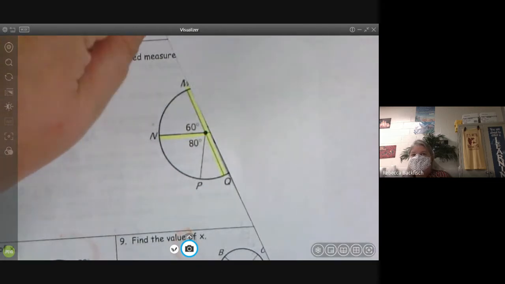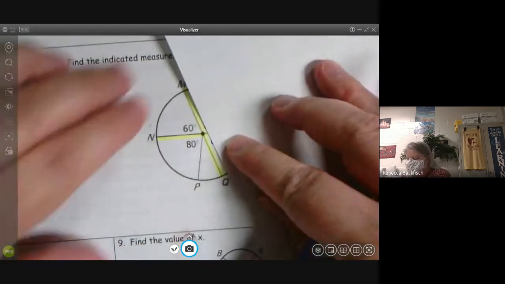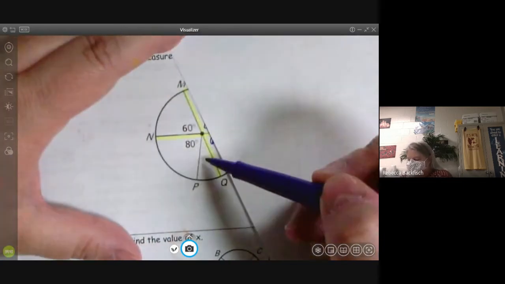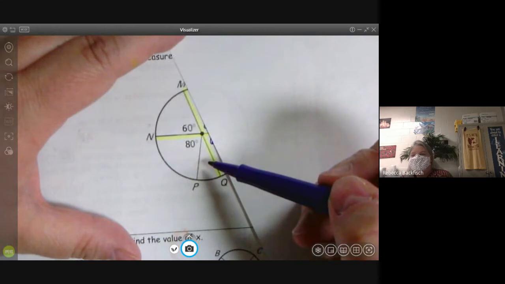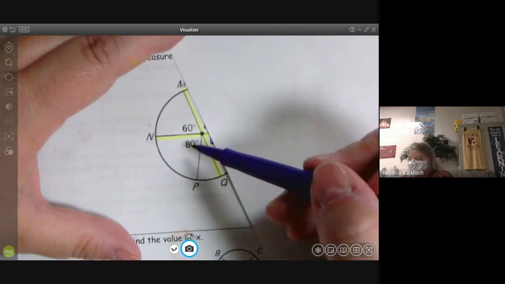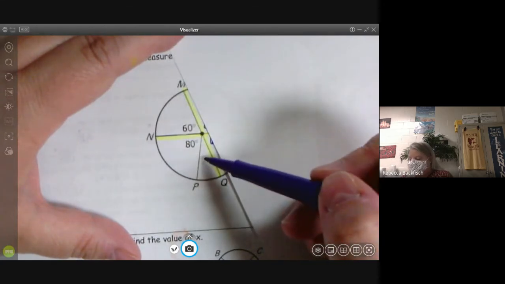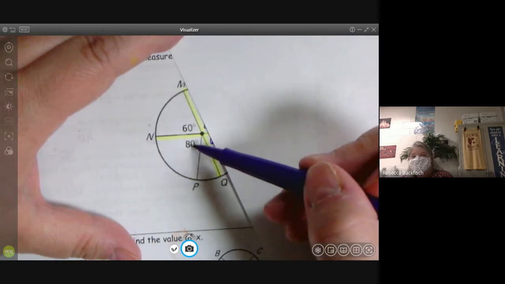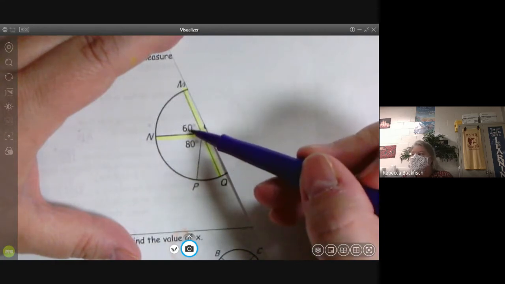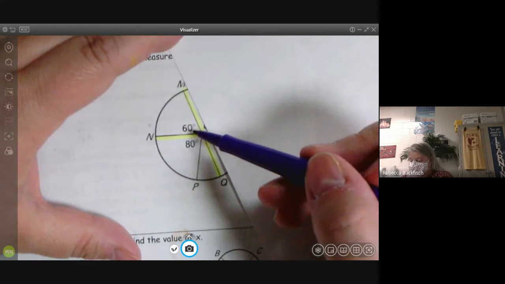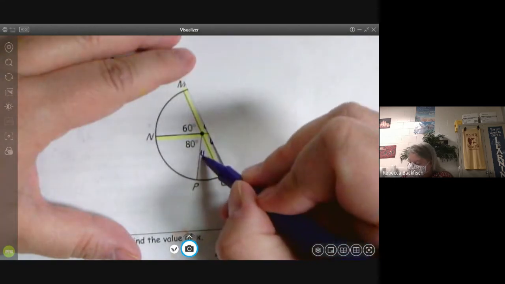So let's go with this one. If all those three angles, 60, 80, and the one I don't know, have to add up to 180, then I'm going to subtract 60 and 80 from 180, and I can find this angle that's missing down here. Okay, so 180 minus 80 is 100. Minus 60 is what? 40. So this angle right here has to be 40.